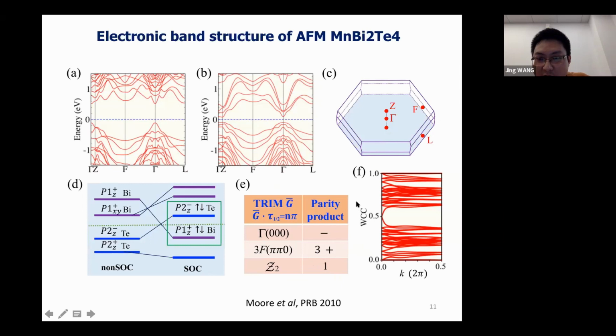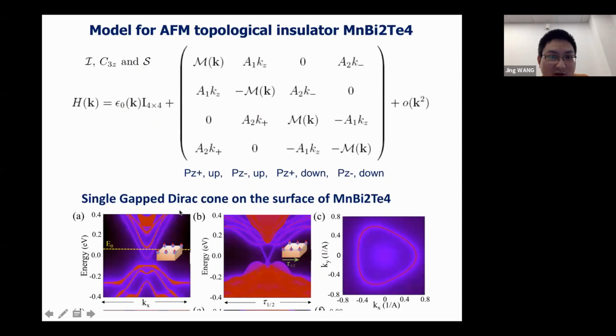So what does this mean? It means that this system is a topological insulating system, so it must have the bulk-edge correspondence. When you project onto the side surface, which preserves the S symmetry, namely time-reversal plus half translation, you will have a gapless Dirac cone on the side surface. But when you project onto the top surface, where this symmetry is broken, the surface will be gapped.